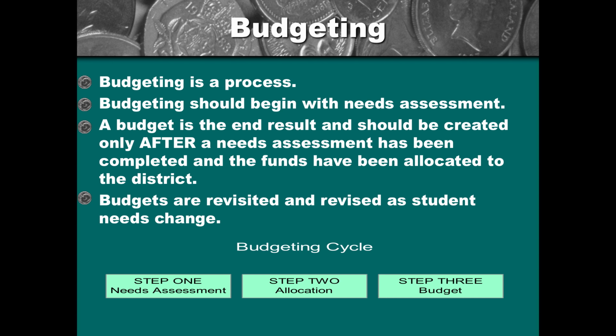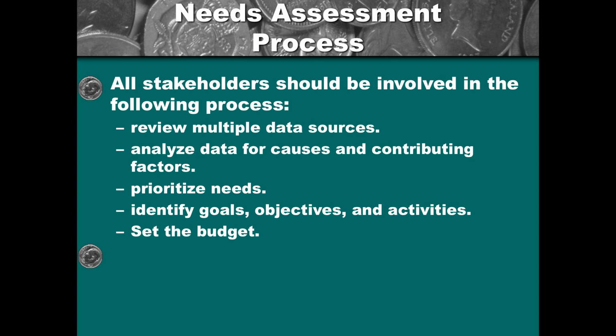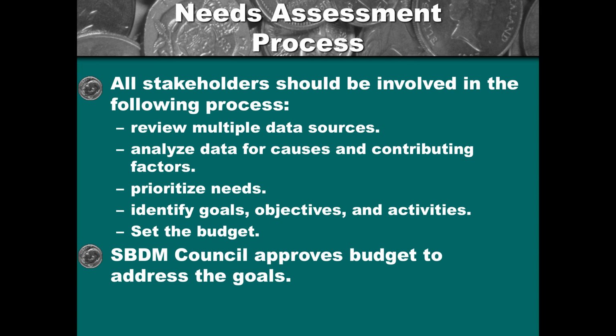As you can see, people in finance positions and superintendents, and even principals to a lesser degree, are juggling 2 or 3 budgets: the prior year budget, the coming year budget, and the current year budget. That can be a very difficult thing. Typically, stakeholders should be involved in the needs assessment, reviewing different data sources, analyzing causes and contributing factors, and looking at priorities based on your strategic objectives and goals to set the budget. Site-based councils and boards of education are involved, but at the school level, the site-based council approves the budget to address the goals that are set.